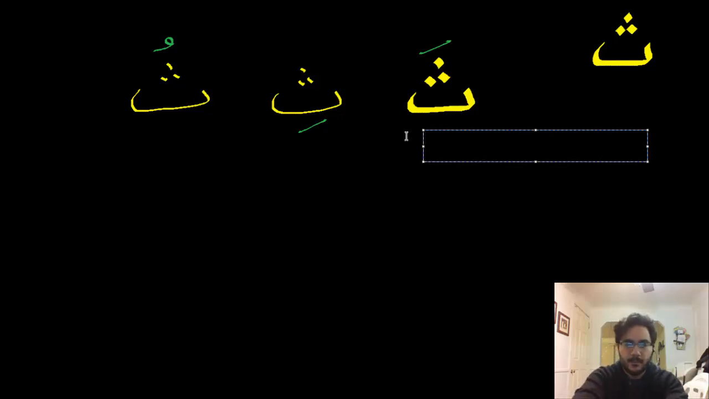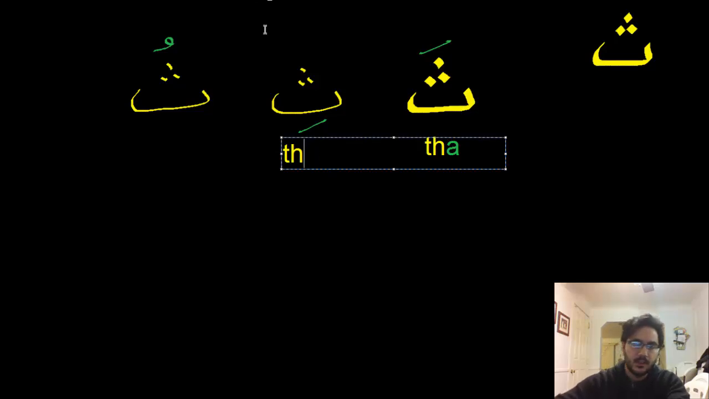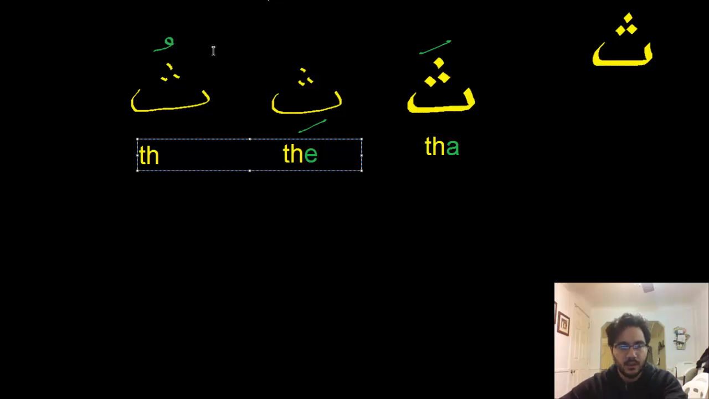In English, that would be th followed by an a, and over here we have th again, this time followed by an e. Let's put that, becomes thi. And finally, in the last case, we have our th, the th sound, with a dhamma, and that's thu.